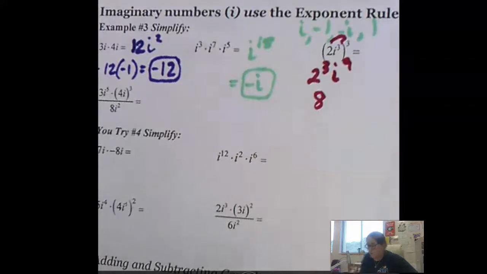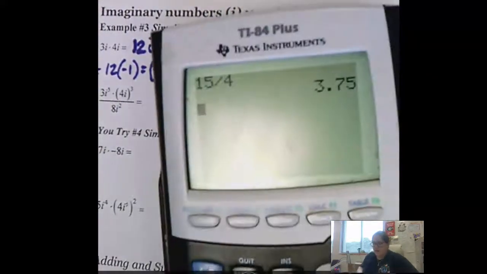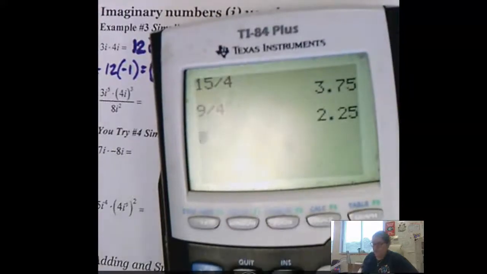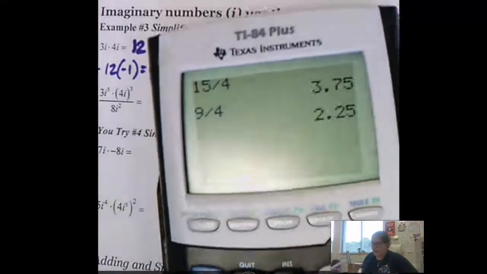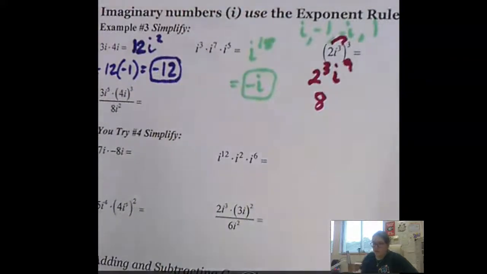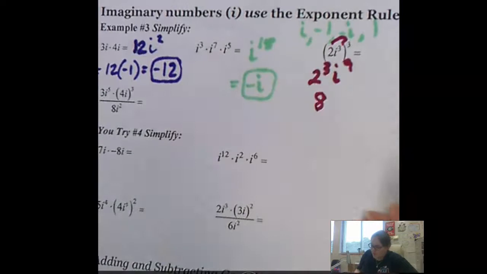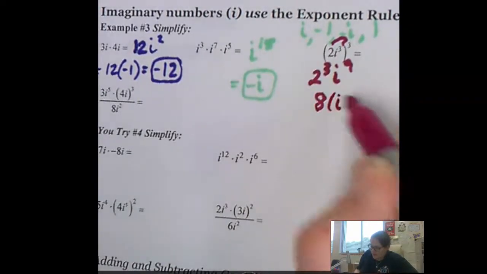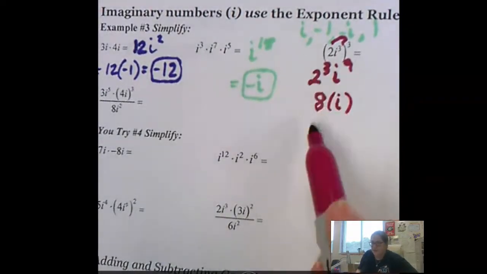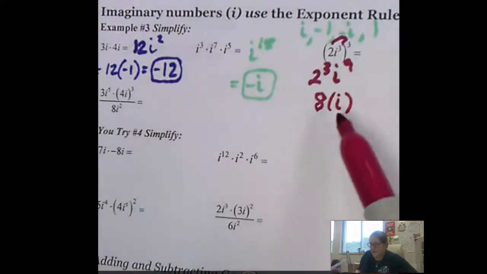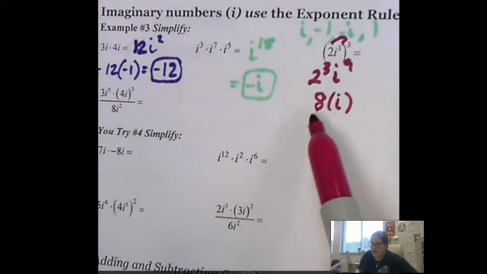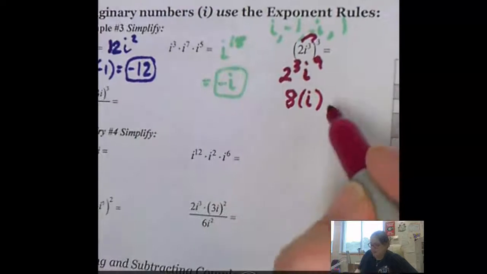Then, again, I use my same procedure to figure out the value of that. 9 divided by 4 is 2.25. It ends in 0.25, 25 cents, which would be 1/4, the first term, which is i. So I simplified 2 cubed into 8, and I simplified i to the 9th into i. Now it's just 8 times i, which is just 8i.